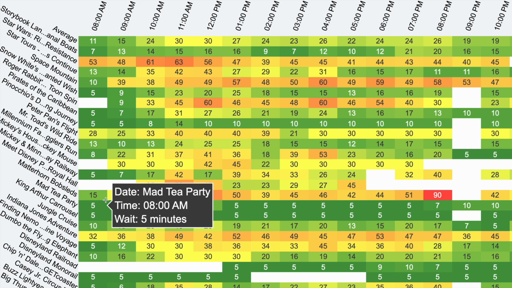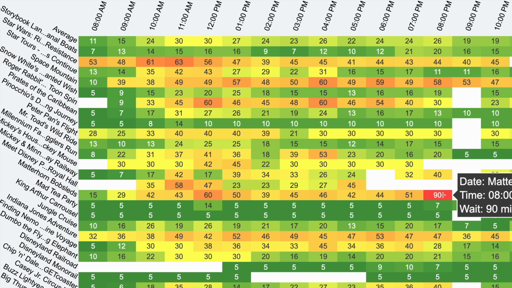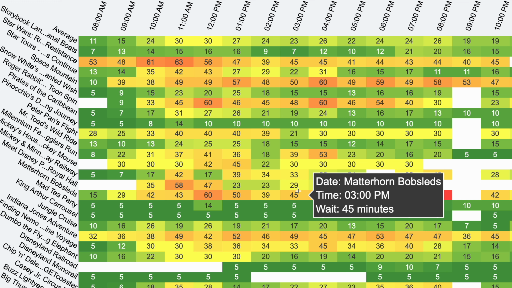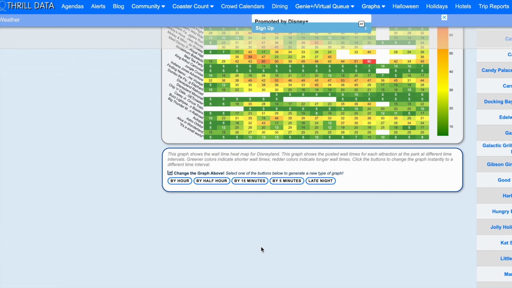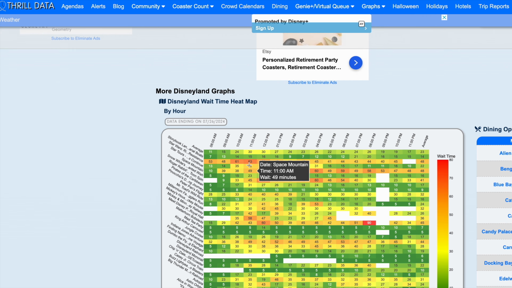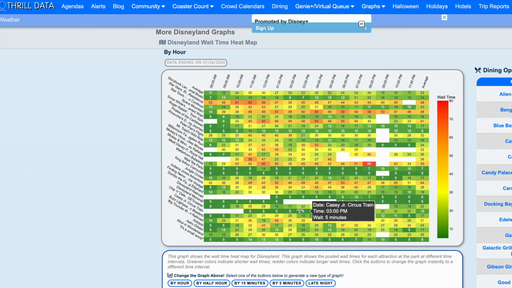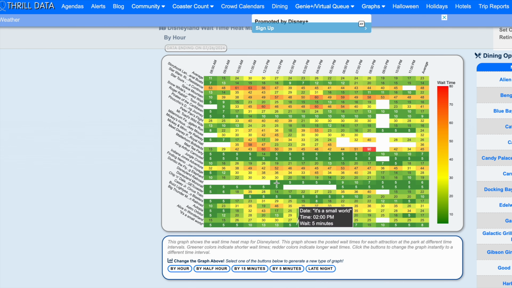And so you can see here we have a 90-minute wait for Matterhorn. And then look, it must have shut down. So that was something that happened the day before. Now let's zoom out and see, are they going to let us do it? Can I change it? This is just one day's worth. So they're not letting me do the average on this one.